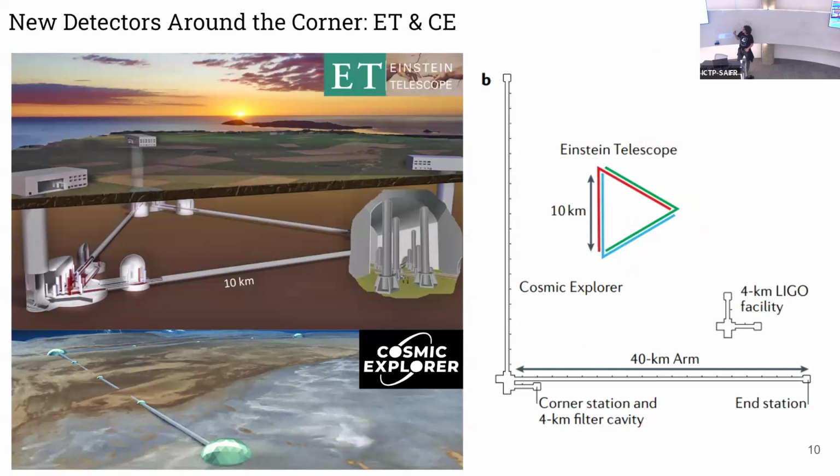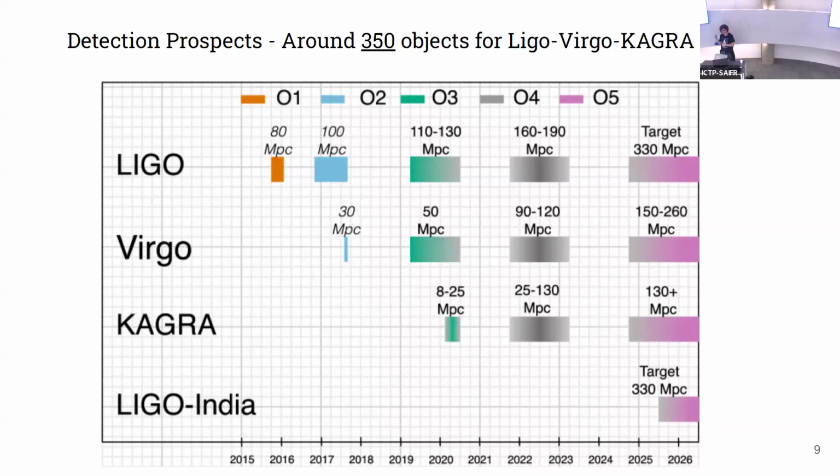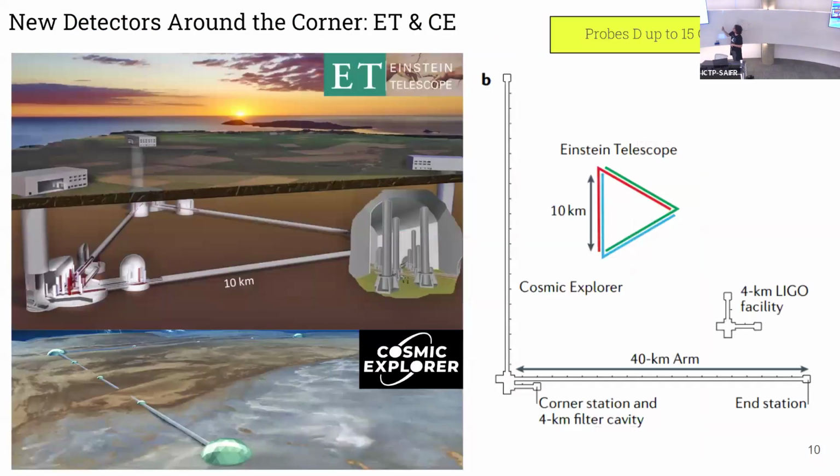So just as a comment, these new probes will probe the luminosity distance up to 15 gigaparsecs, whereas LIGO, Virgo, and KAGRA don't even reach 1 gigaparsec. So this is quite remarkable. And if you do the math, this is around redshift 2. This is where we expect the most mergers are occurring.